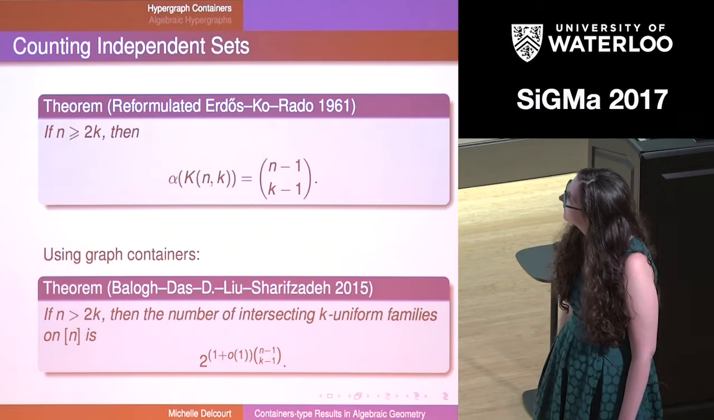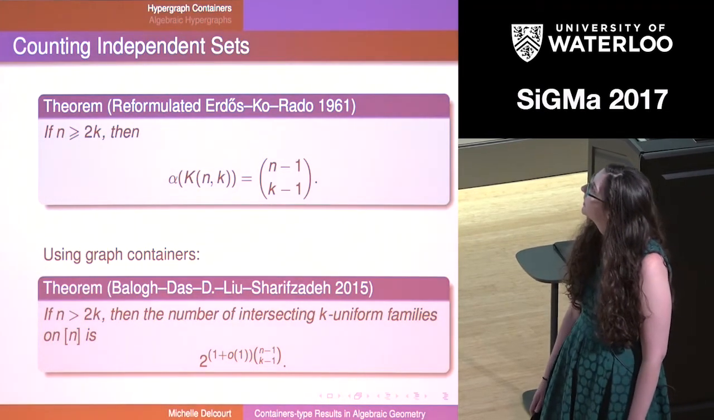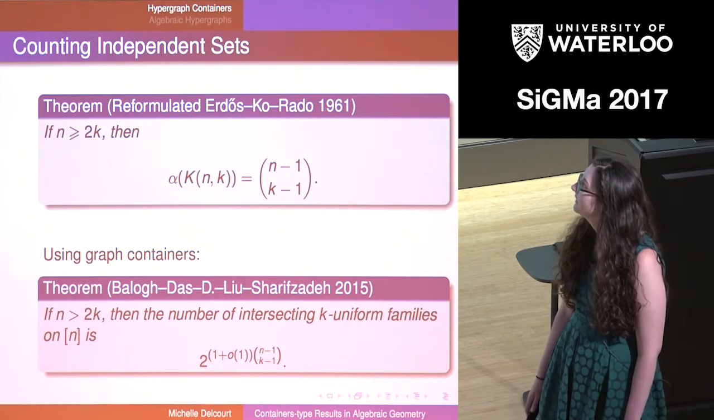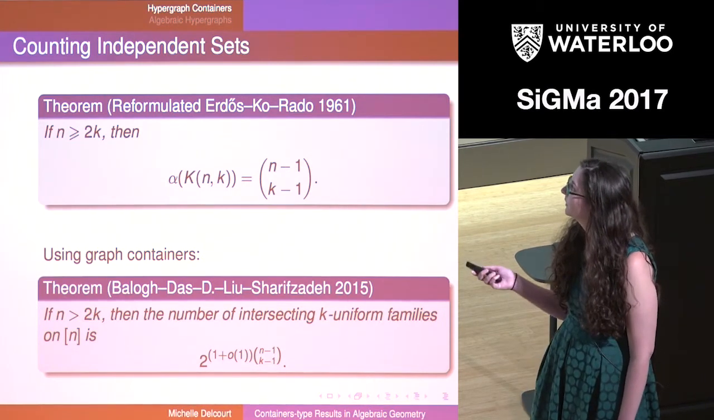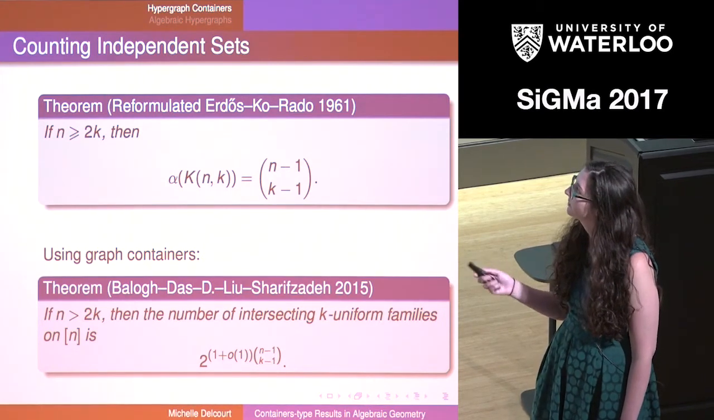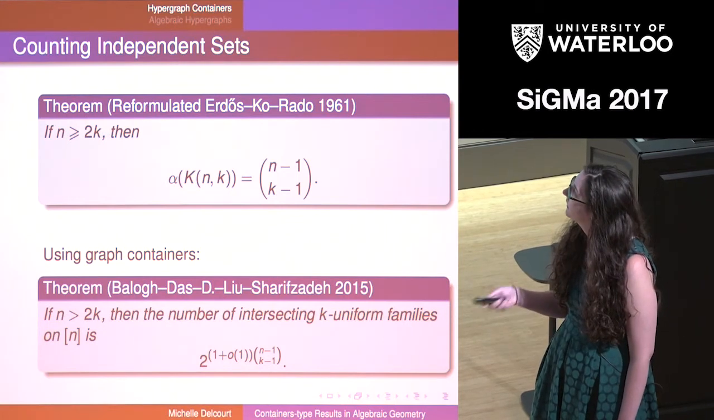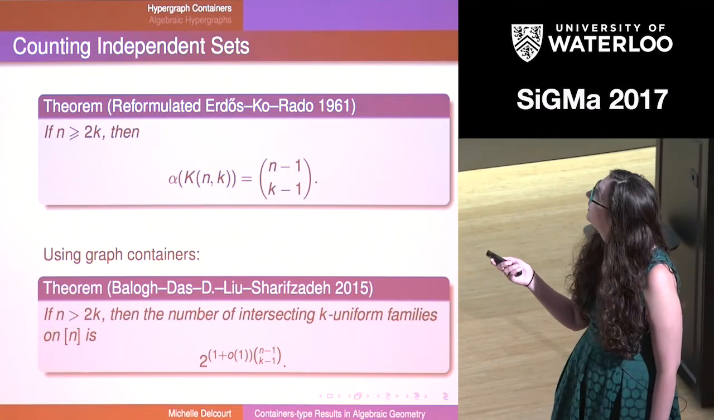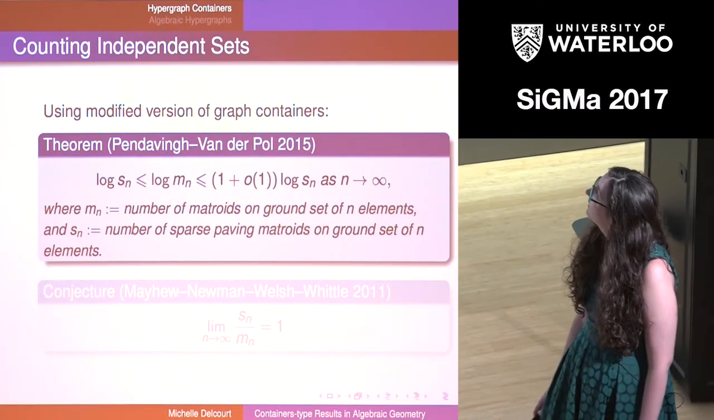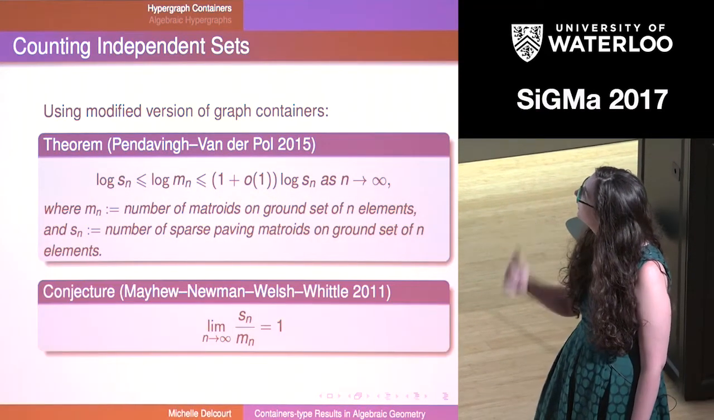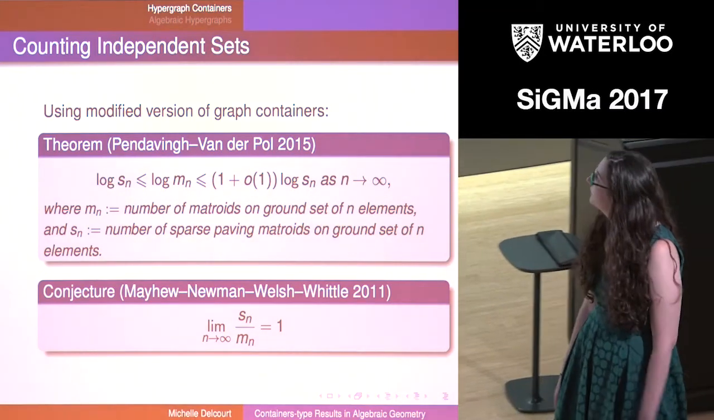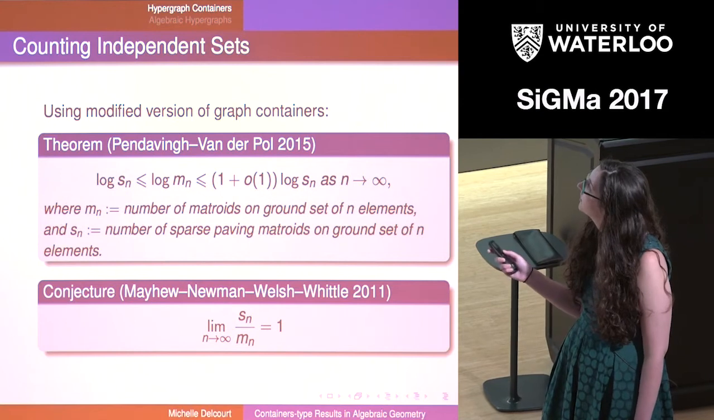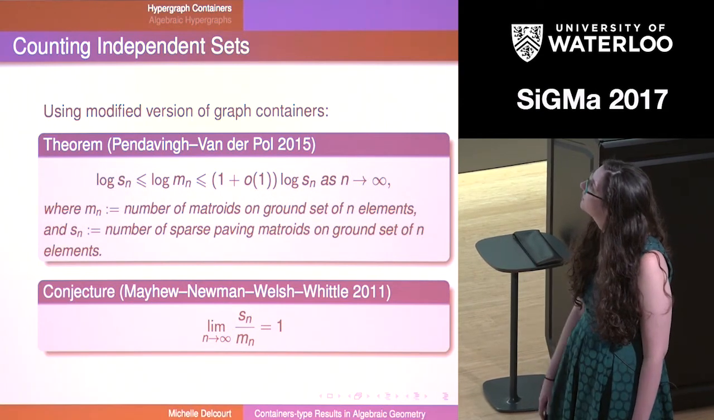For instance, we were able to show that the number of intersecting k-uniform families on 1 through n is 2 to the 1 plus little o of 1 times alpha of the corresponding Kneser graph. That's just an application of graph containers on the Kneser graph. Likewise, one of the big conjectures in the field is that the number of sparse paving matroids over the number of matroids should tend to 1 as n goes to infinity.